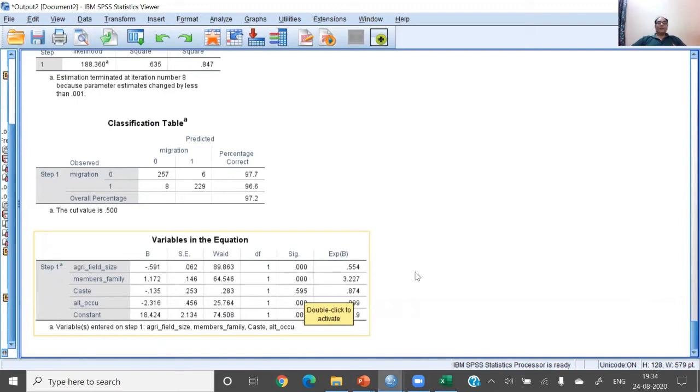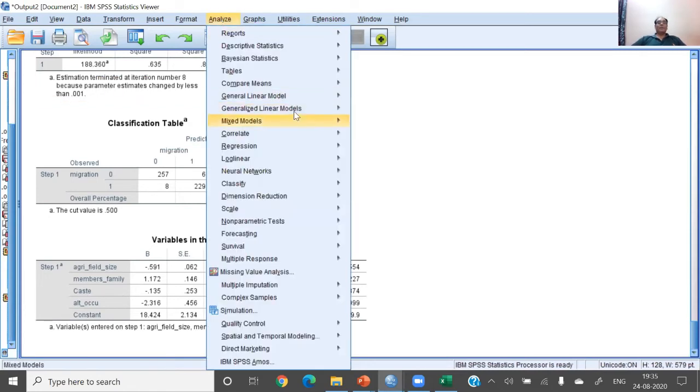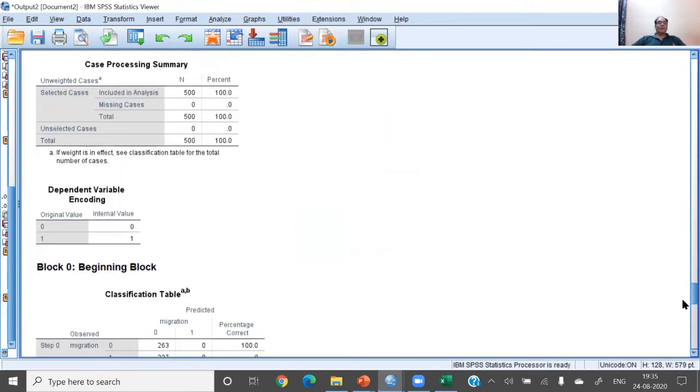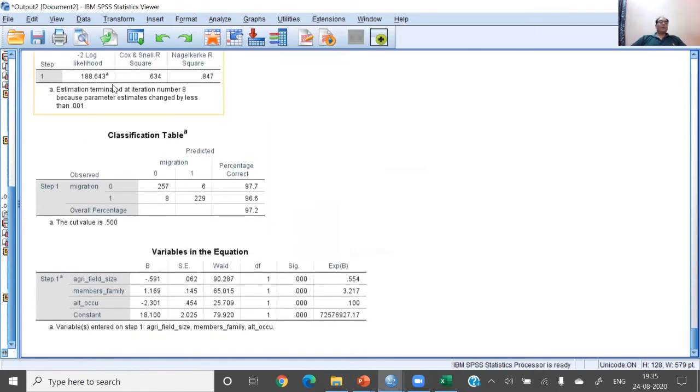So I have to check: can I remove caste or not? Can I remove this variable or not? The criterion is that if by removing this variable the log likelihood value increases, then it's good. If it decreases, then I will keep it back. So let me run it again by removing caste. My current value of log likelihood is 188.36, and the next value is 188.64. So it actually increases. It means that if we remove the variable and the log likelihood value increases, this is not a right variable for the model. Better it is out of the model.